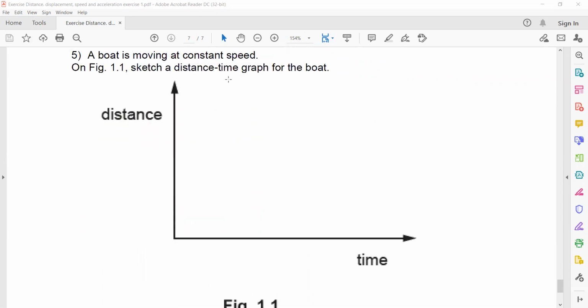In question 5, a boat is moving at a constant speed. On a figure, sketch a distance-time graph for the boat. Whenever an object is moving with a constant speed, it will be a straight line passing through the origin. That shows that this boat is moving at a constant speed.